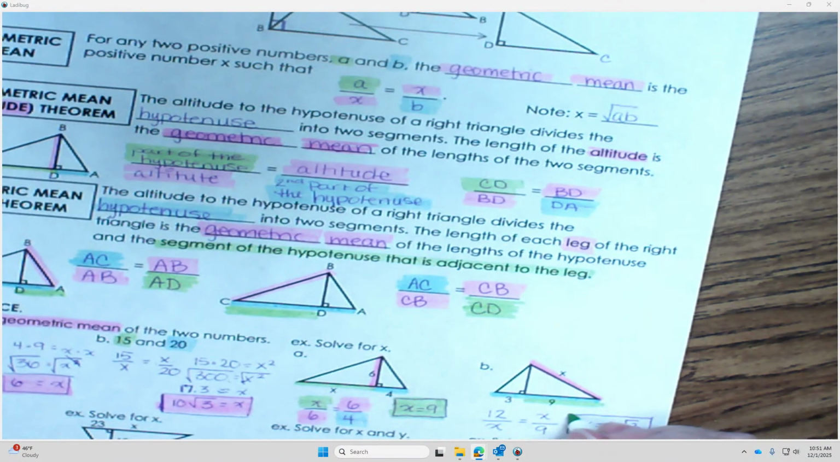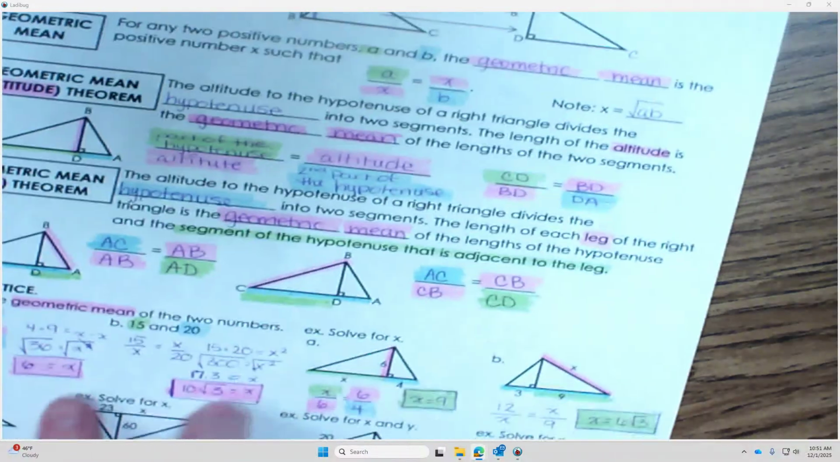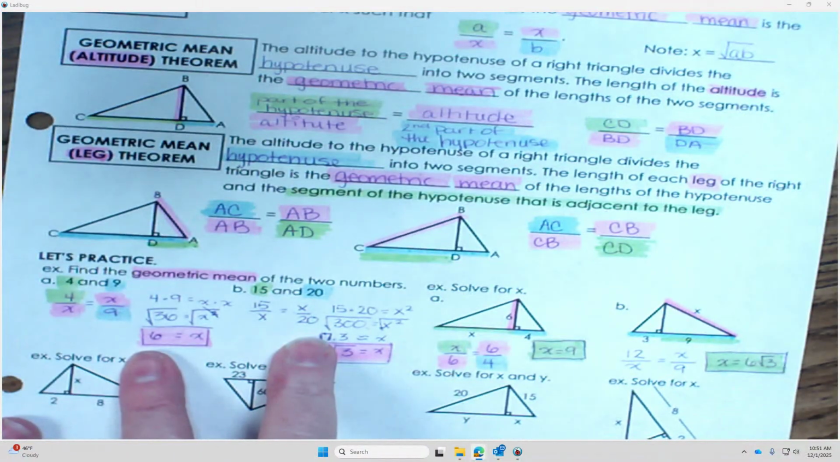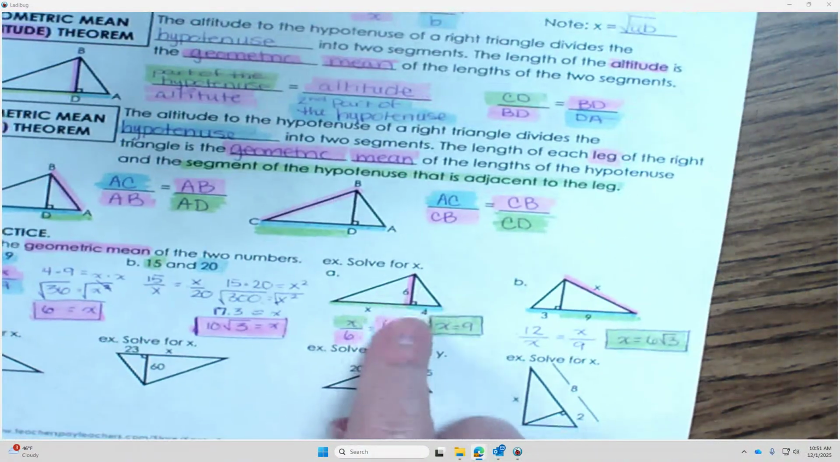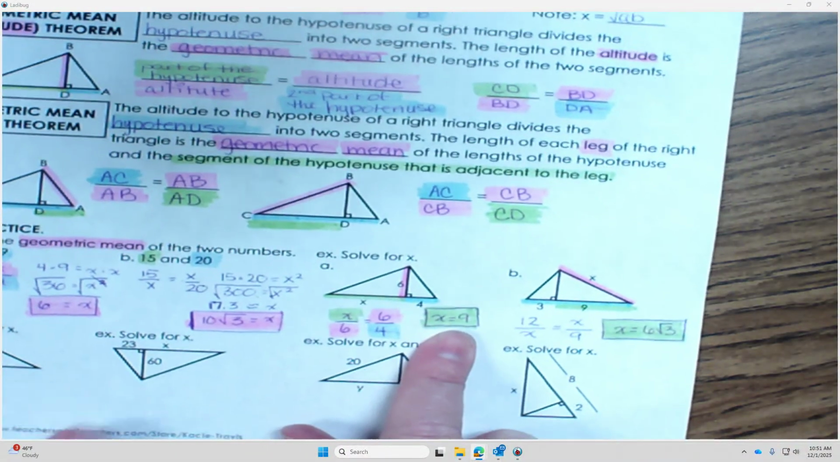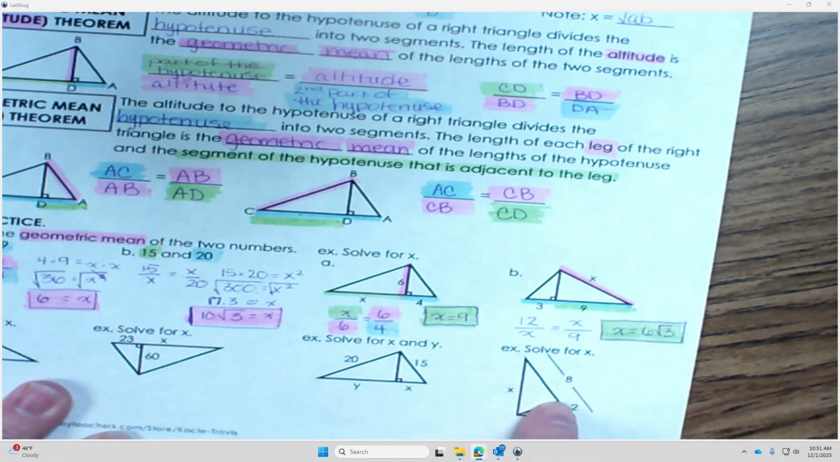Okay, so they had us solve for the part right there. There you go. Okay, so we've done 2 where they gave us 2 numbers and we solved for the geometric mean. We've done 1 where they gave us the altitude and we solved for a missing part. And we've done 1 where they gave us the hypotenuse and part and we solved for the leg.